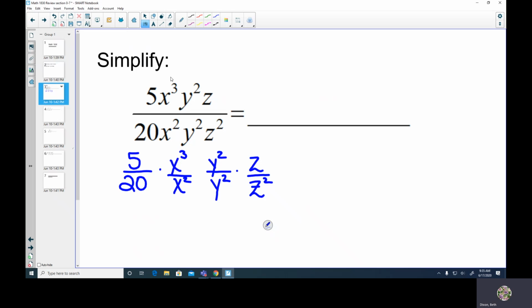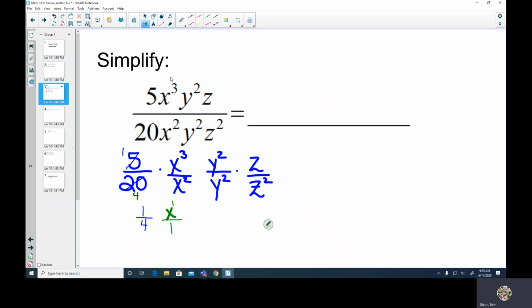So we're going to do each of those as separate problems, because if we do them separately, they're a little easier to handle. 5 over 20: 5 goes into 5 one time, 5 goes into 20 4 times, so that leaves me 1 over 4. If I look at the x's, I want to subtract. 3 minus 2 leaves me 1, and it should be left on the top, so that should be x. And so that would be x to the first power, and it would be on the top. To help me remember that, I'll just write it over 1.